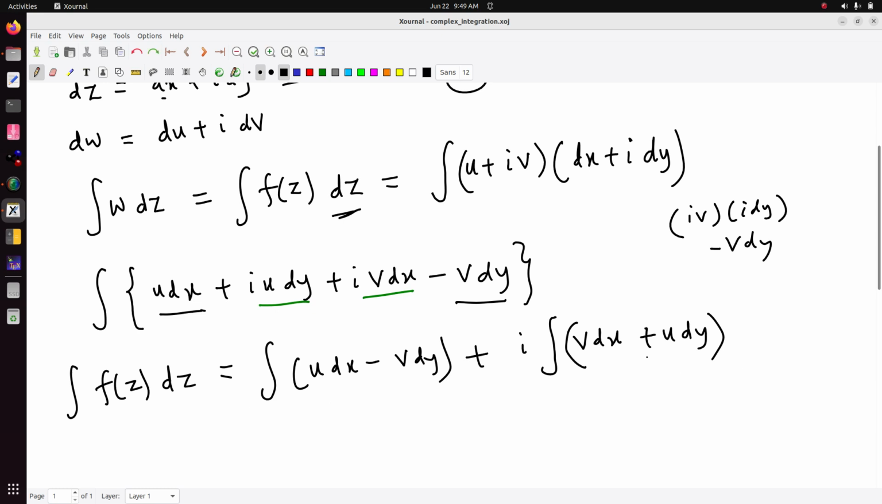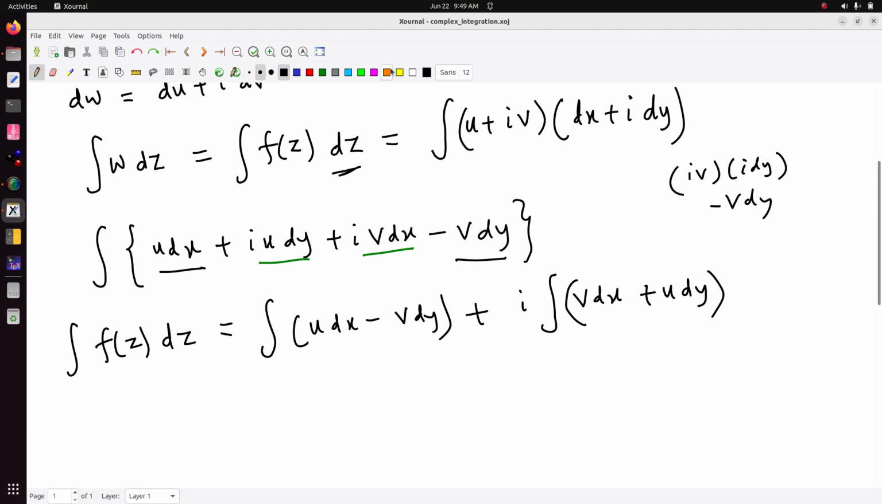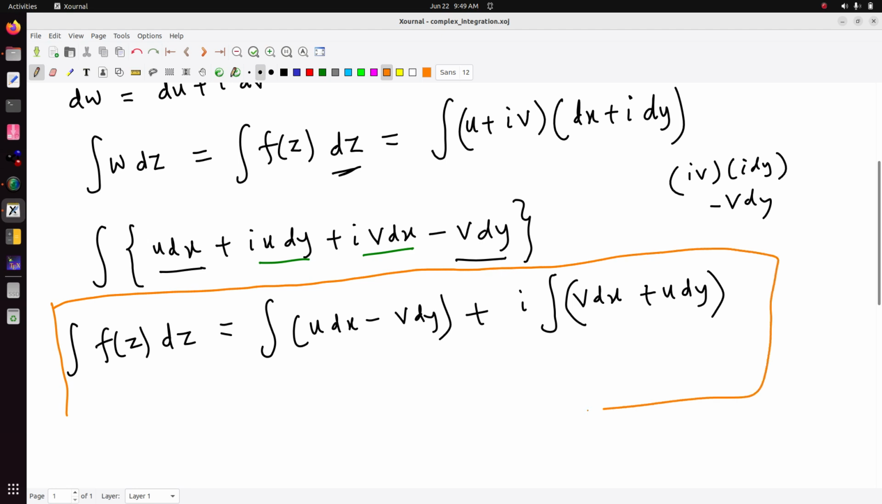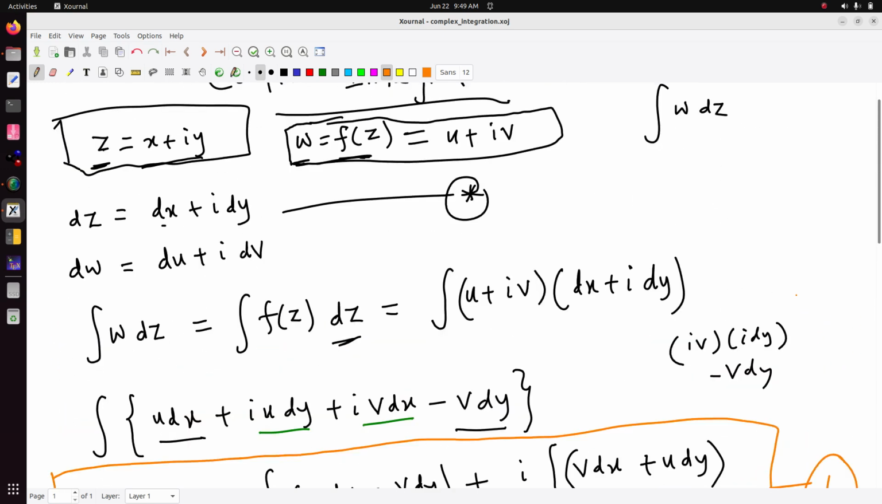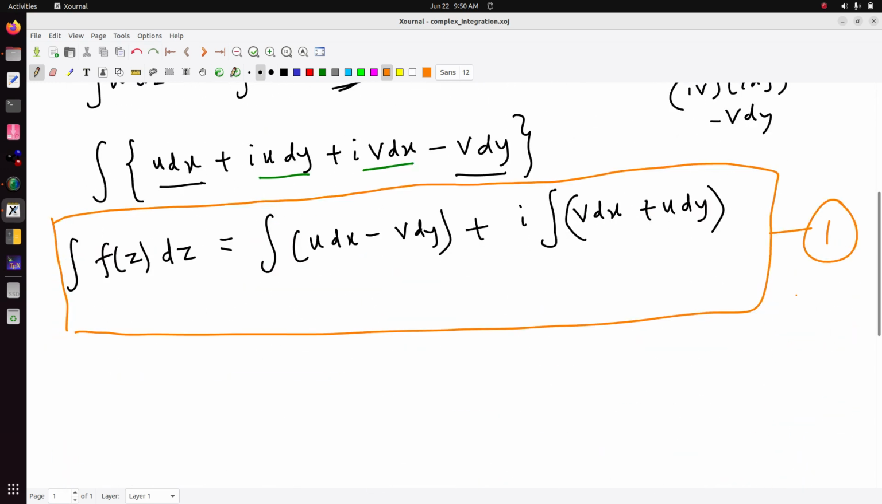So I'm going to mark this with, let me use another color. This is an important result that will make it easier for us to carry out integration of a complex variable. Let me call it equation 1 today. Okay, equation 1.